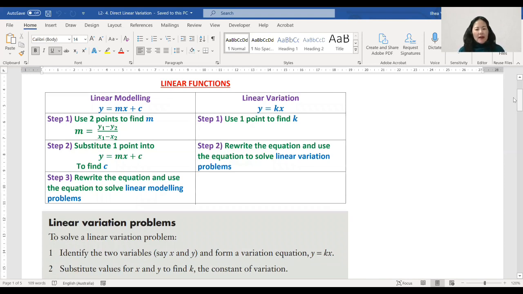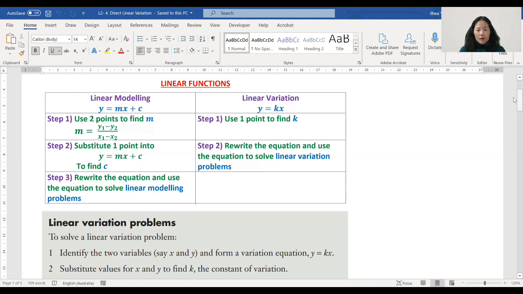The comparison, if you like, of linear modeling and linear variation. So linear modeling is the standard form that we normally do for a straight line equation, y equals mx plus c, where m is the gradient and c is the y-intercept. In here, we use it as a vertical intercept. Now, linear variation has its starting point at the 0, 0 origin. So the c, the vertical intercept, is also 0.